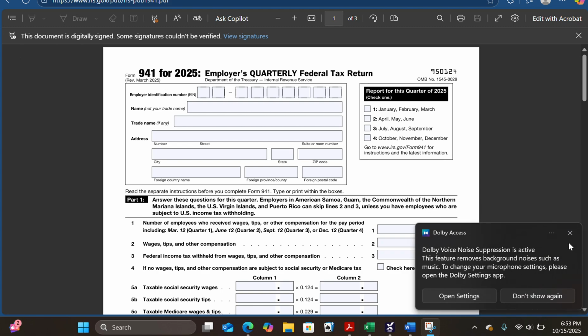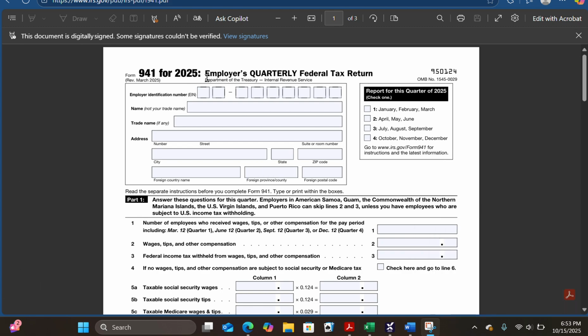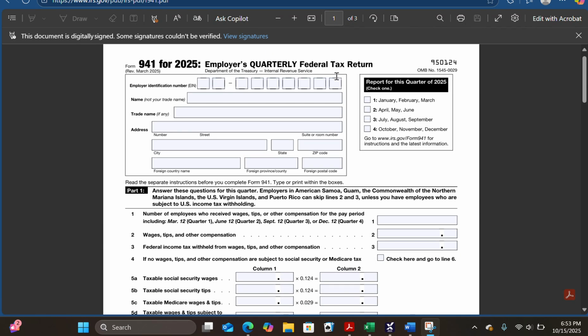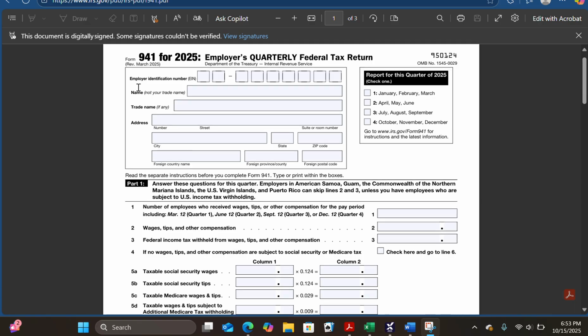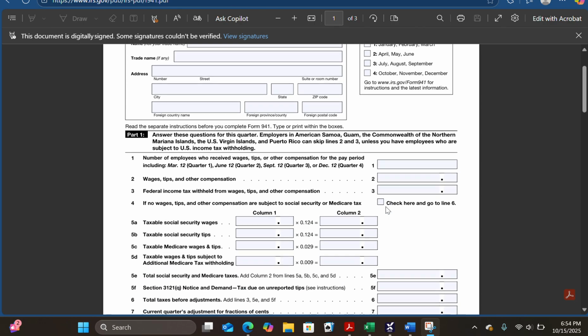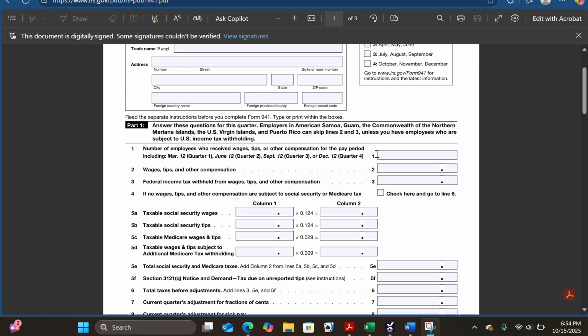Okay, this is the 941 form, which is your employer quarterly federal tax form. This is very important for you as an employer if you're an entrepreneur or a sole practitioner, LLC owner, all of you guys. If you're in the business to hire someone, you're going to fill out this form quarterly. It's going to have all of your information that you have for your payroll, depending on what quarter it is.